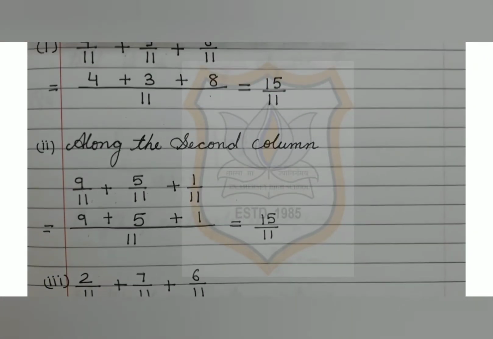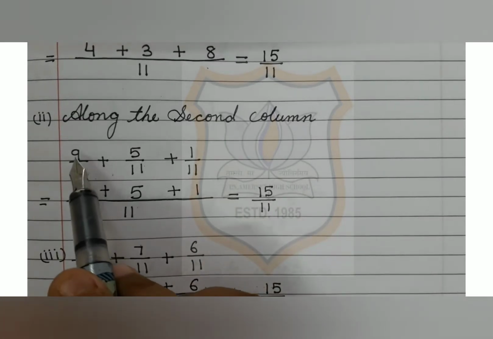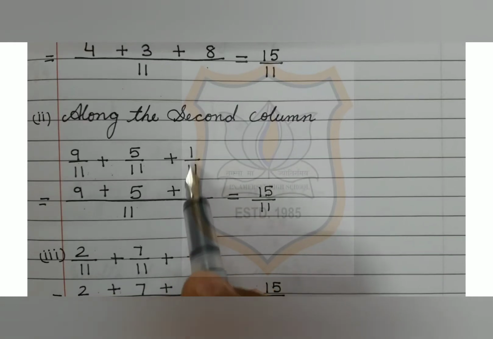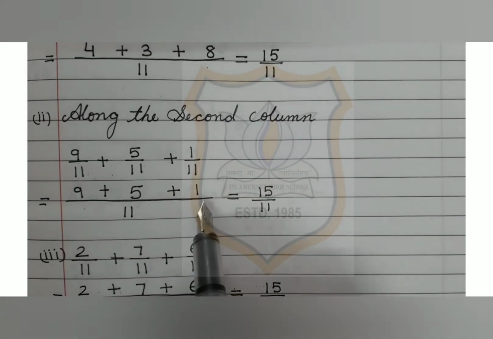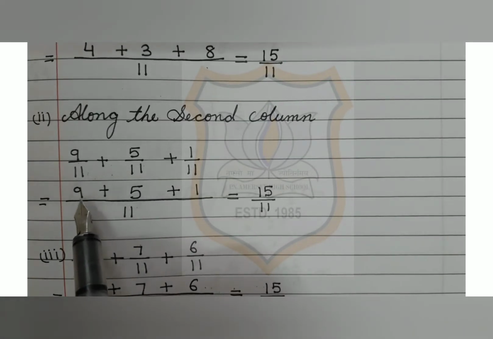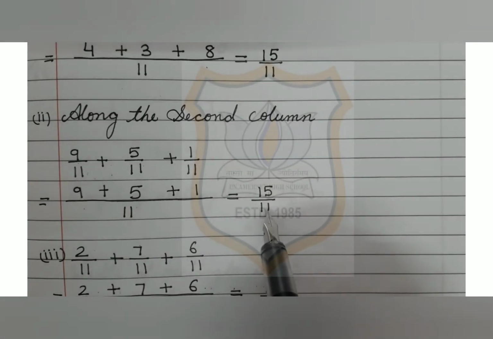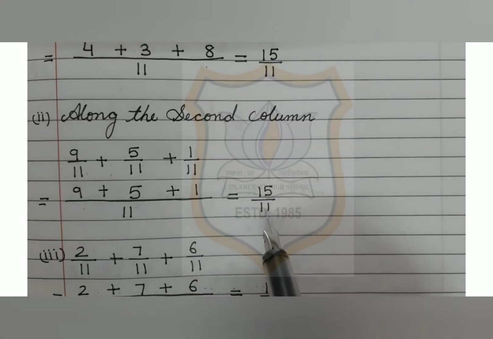Now, second one, along the second column. Second column is 9 upon 11 plus 5 upon 11 plus 1 upon 11. 11 is taken as common number below the fraction line, and above the fraction line, that is 9 plus 5 plus 1. So 9 plus 5 plus 1 is equal to 15 upon 11. Answer of second column is also 15 upon 11.